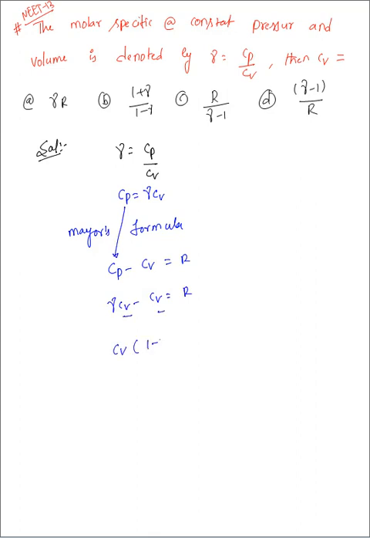Therefore Cv equal to R by gamma minus 1, we will get. So this is the answer for this question. Which option is matching? Option C is exactly matching with this question. So let me go to the next question.